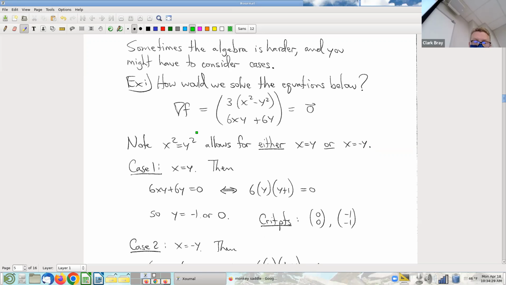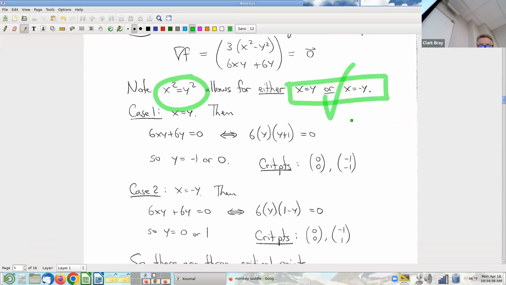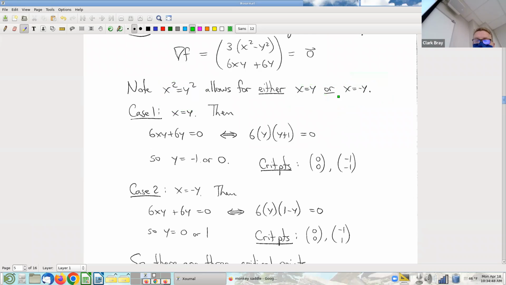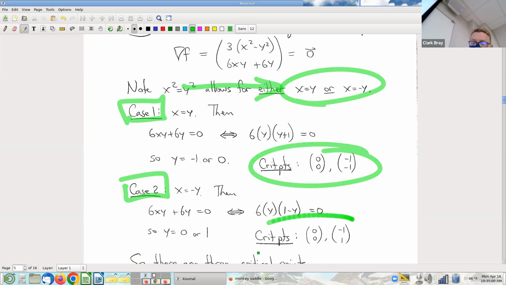So when you have something like this, you've got to be aware and actually account for in your work that there really are 2 versions of this. There's x equals y and there's x equals negative y. And neither one is more likely than the other, particularly, unless there's a context or something. So do be careful with that. If your algebra leads you to 2 possible cases, cool. Actually work out the algebra for each case, and all of what you find are critical points. Okay.